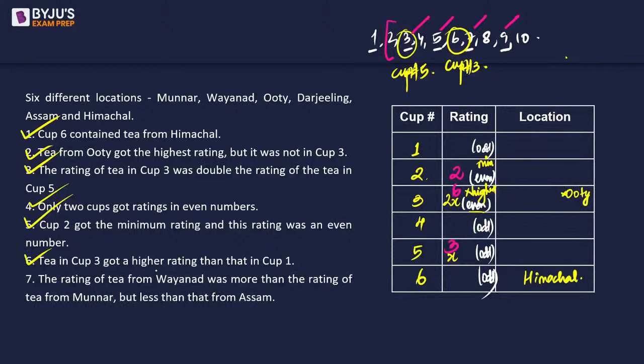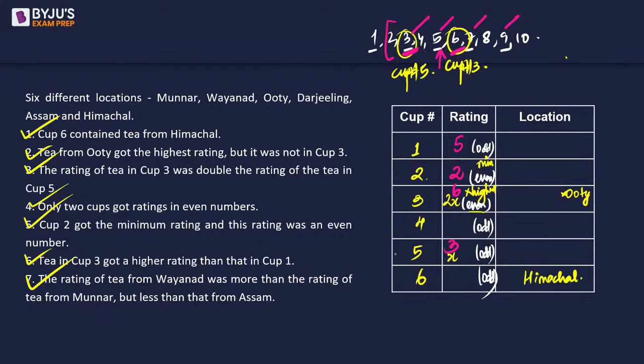Tea in Cup 3 got a higher rating than that in Cup 1. If Cup 3 has 6, then Cup 1, which is odd, can only take the rating 5, because 3 is already taken, 6 is already taken. You can't put an even value at Cup number 1. So among the odd numbers only one remains, which is 5. Okay. Next statement says the rating of tea from Wayanad was more than the rating of tea from Munnar, but less than that from Assam.